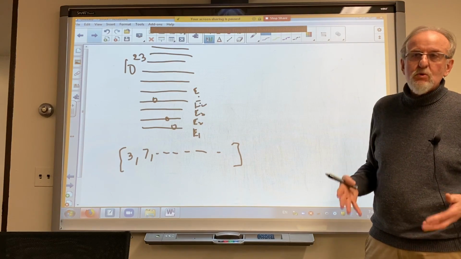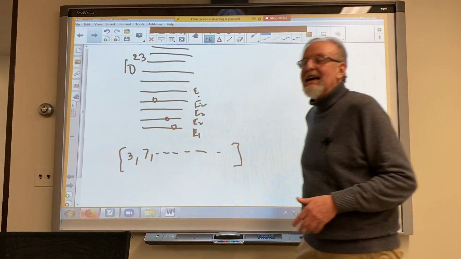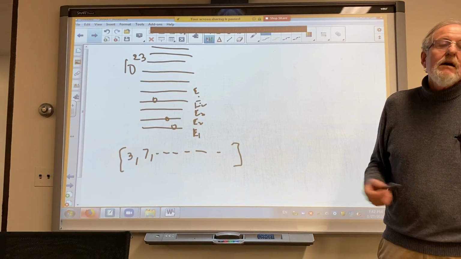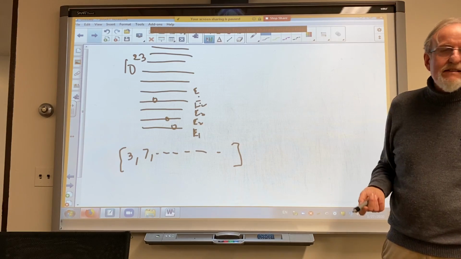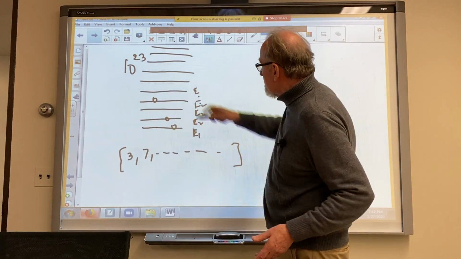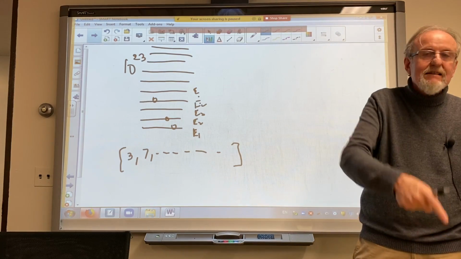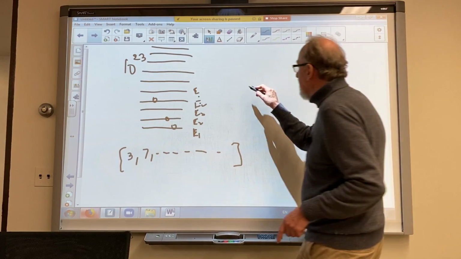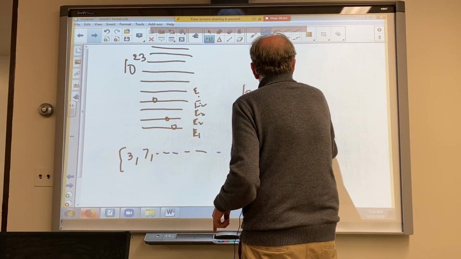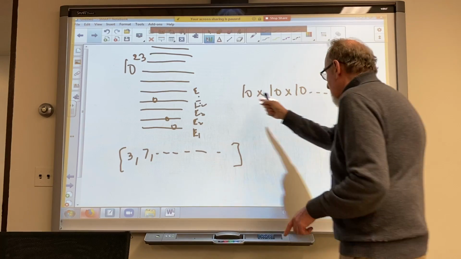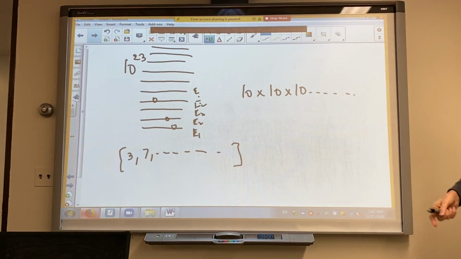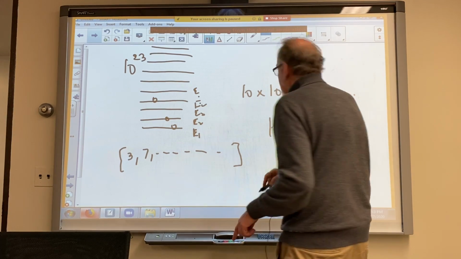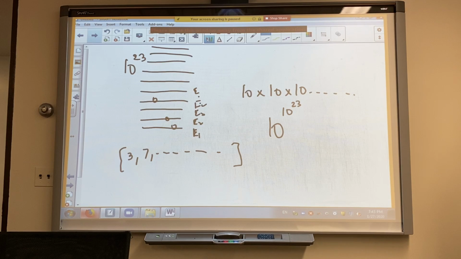So what we would need to do is to calculate how many states of a system of 10 to the 23 particles there are. And well, you can do the calculation very easily. If the first particle can be in 10 possible places, and the next particle can also be in 10 possible places, and the next particle can be in 10, so you get 10 times 10 times 10, 10 to the 23 times. Or in other words, 10 to the 10 to the 23. Okay? This is counting states now.